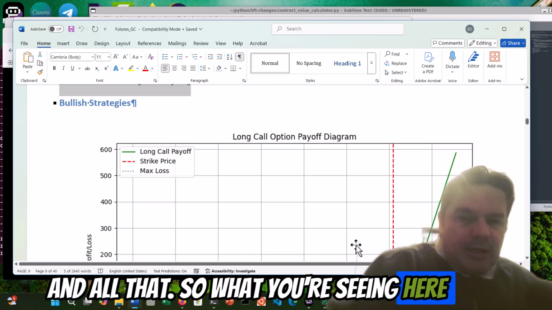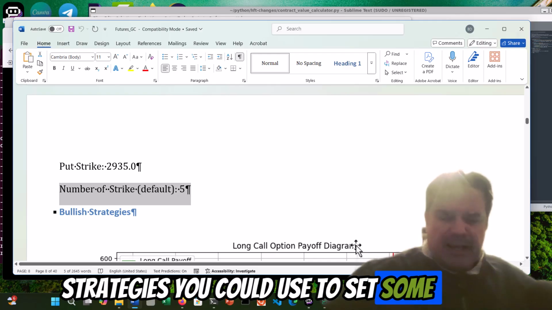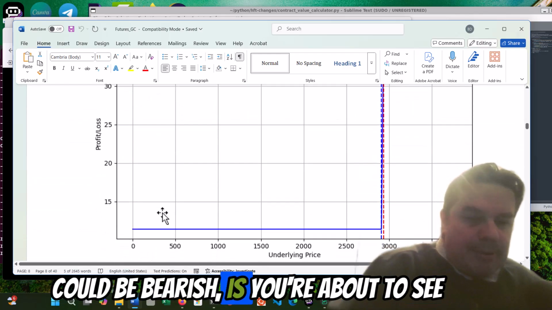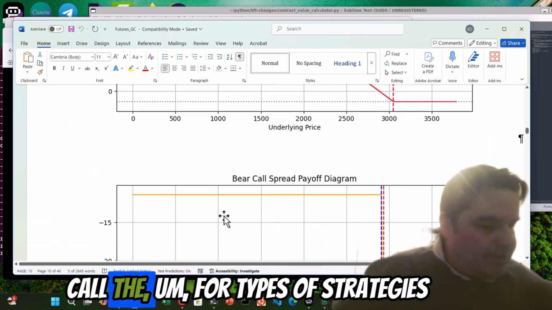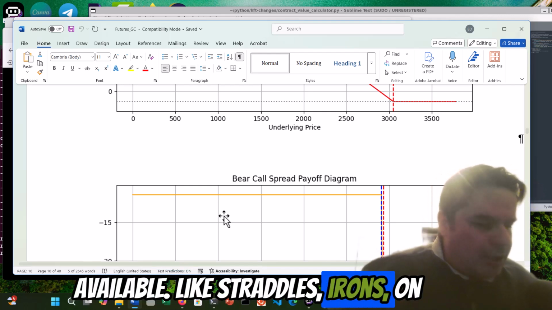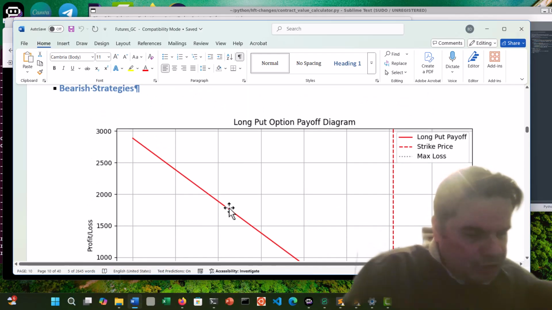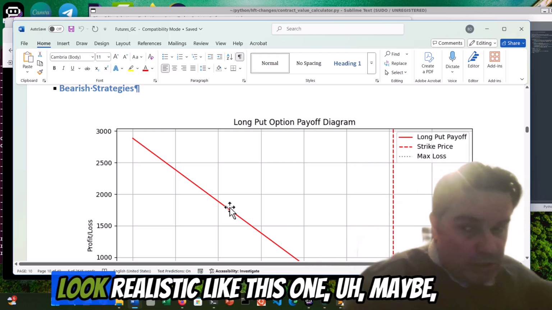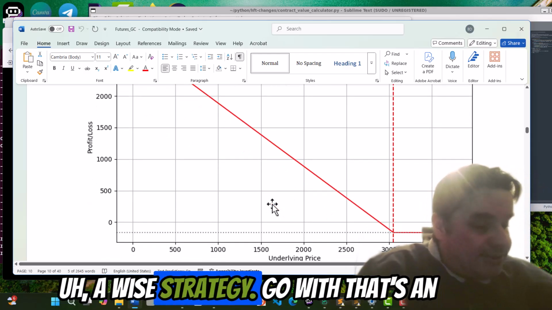So what you're seeing here are different types of option strategies you could use. As I said, some of them could be bullish, some of them could be bearish, as you're about to see here, and some of these are what we call the types of strategies available, like straddles, iron condors. This is what you're seeing here now. A lot of these strategies can be messed up because I'm including everything possible. So the ones that look realistic, like this one, may be a wise strategy to go with.